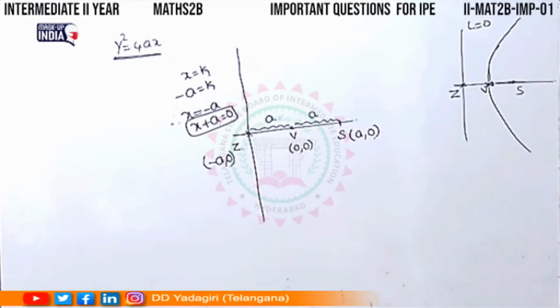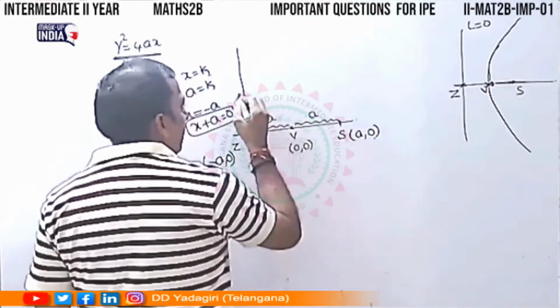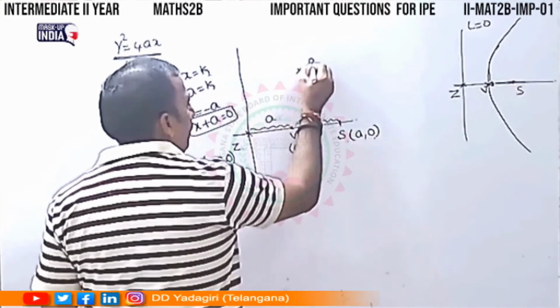Since we know that the directrix is passing through Z and perpendicular to the axis, its equation is x is equal to minus a or x plus a is equal to 0. Now we have the focus and the directrix. Now how do we define the parabola?